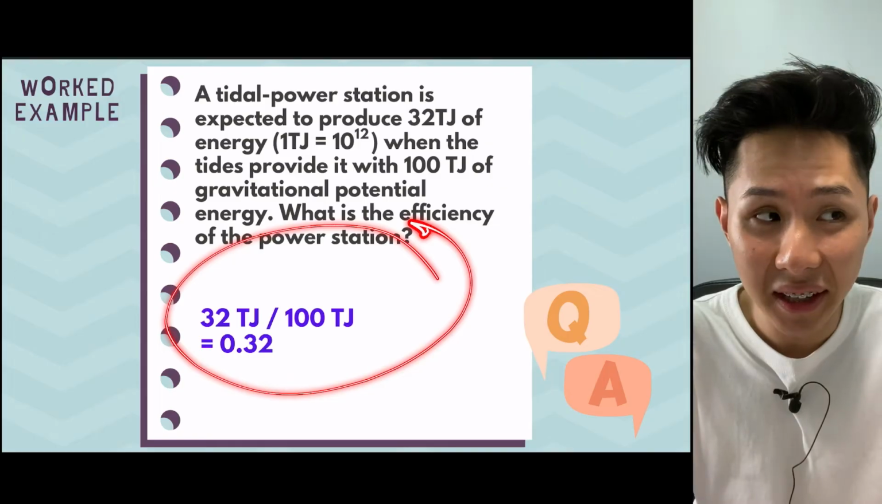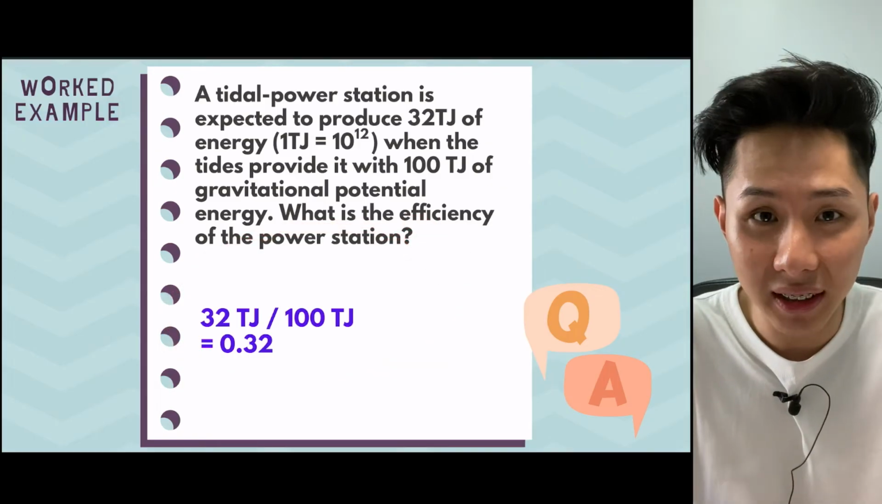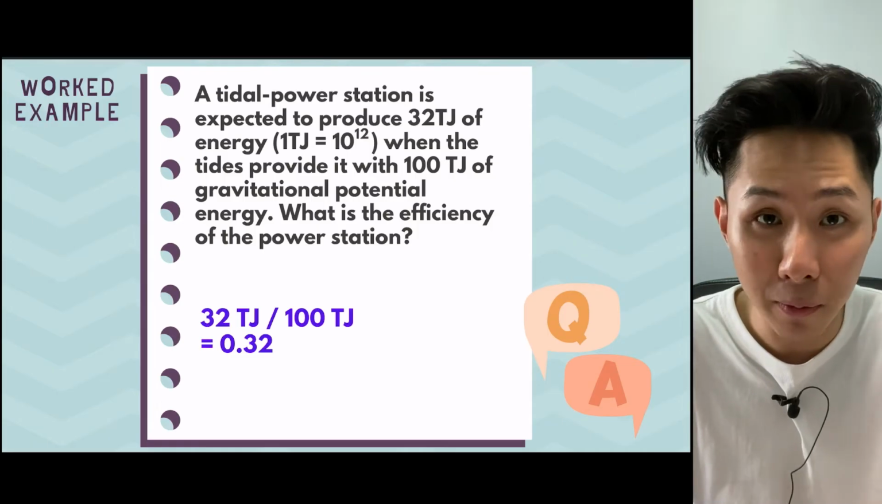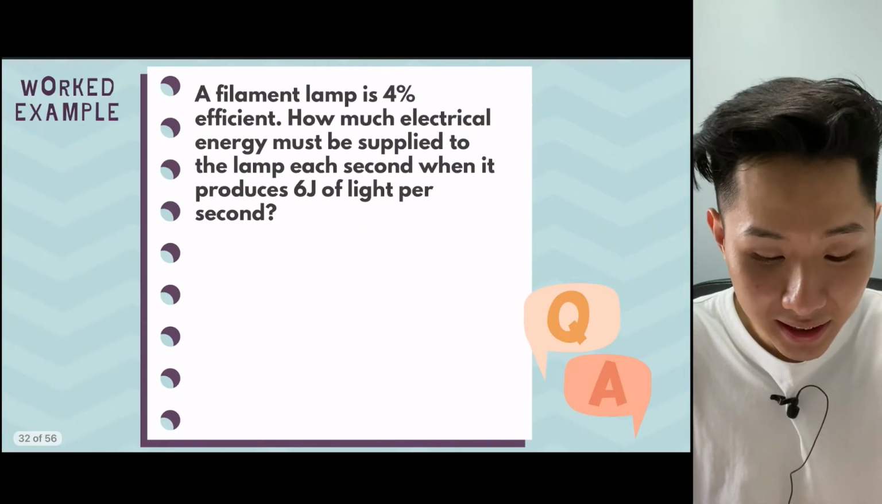Meaning the power station is not very efficient. In fact, 68% of the energy is basically lost to somewhere else. So let's look at another example.